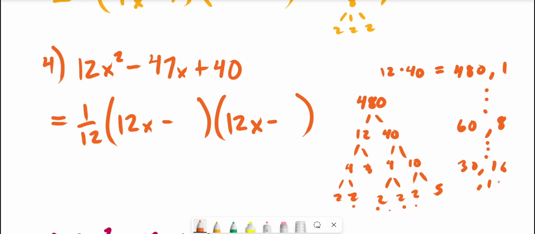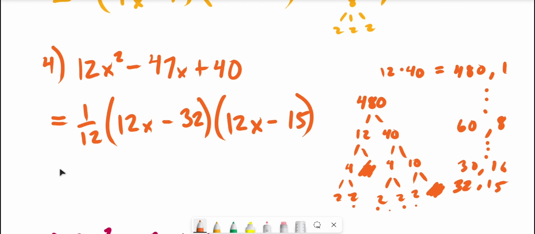What about 15? Is there any 15s? Yes, there's a 15. We've got a 5 and a 3. And what's left? 2 times 2 times 2 times 2 times 2, that's 32. And hey, 15 plus 32, that's indeed 47. So we take our bigger number, 32, we put it here. We take 15, we put it here.